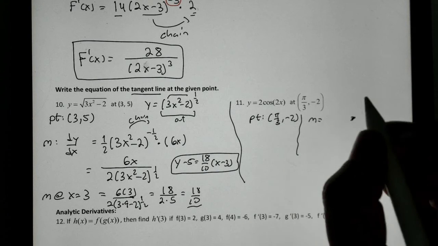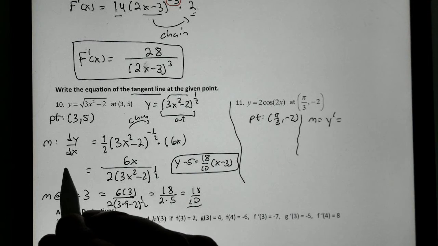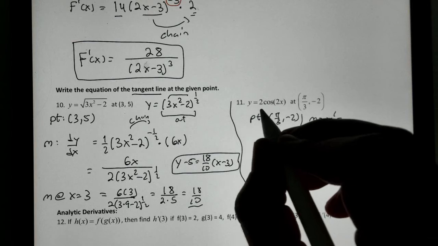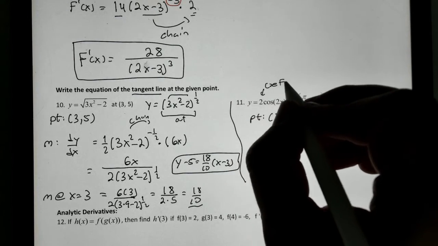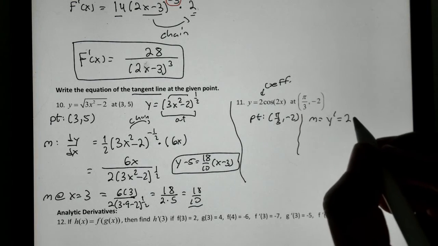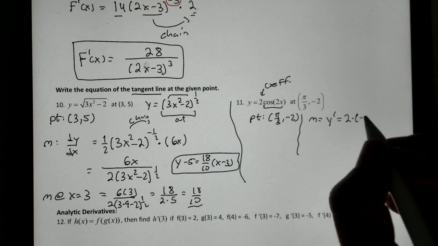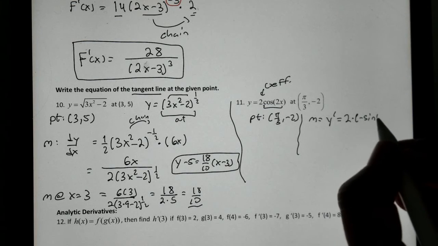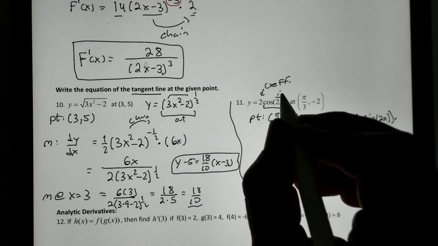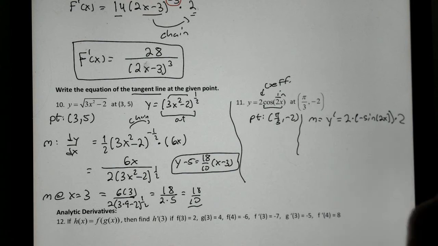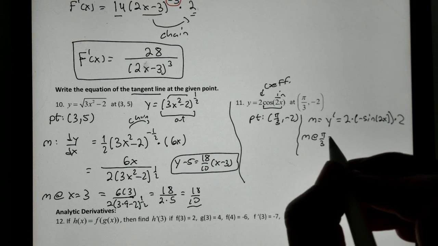Try to use whatever variable they're using when you write their derivative. So we get y prime. Notice over here I use dy dx. Here I'm just using y prime. It's the derivative. All right, so let's see here. 2 is just a coefficient. That doesn't bother me. 2 times, now here's my chain rule. My outside is cosine, which becomes negative sine of 2x times my inside derivative, and this derivative is just 2. So I want to find the slope when x is pi over 3.